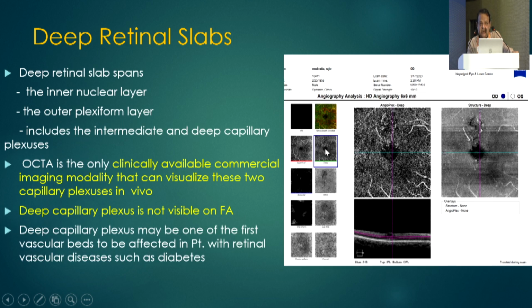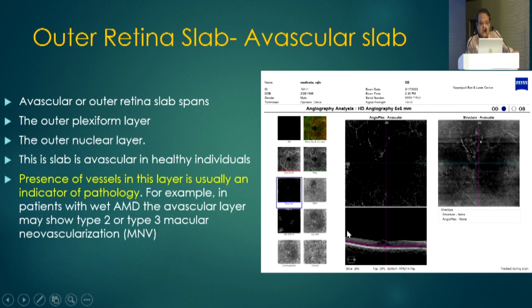If you click on this, you will get the deep capillary plexus, and the segmentation lines come below, in the middle of the retina. The avascular zone extends from the outer plexiform layer to the outer nuclear layer, and this slab is avascular in healthy individuals. Any vasculature in this slab signifies pathology, and these pathologies can be CNVMs or neovascular abnormality.